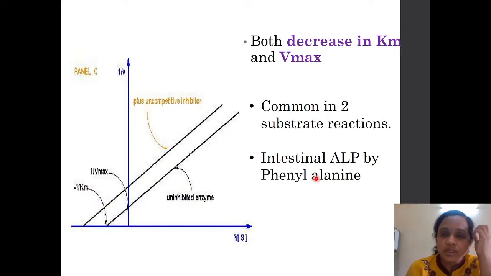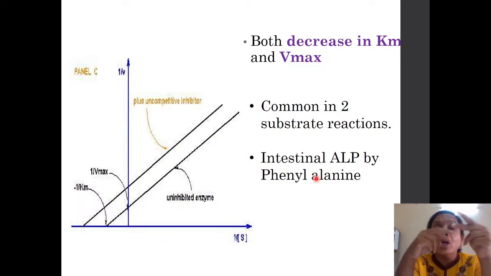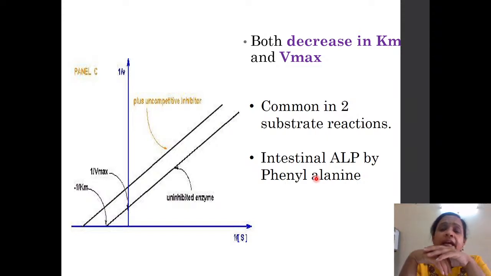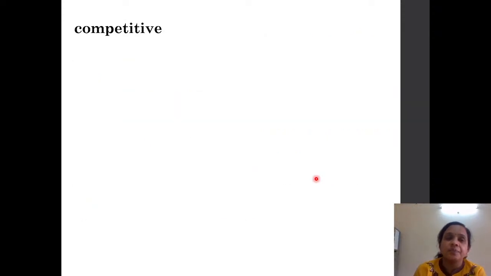It is common in two substrate reactions. So this type of inhibition we commonly see in reactions where two substrates are present and you have one enzyme. Intestinal ALP is inhibited by the aromatic amino acid phenylalanine.